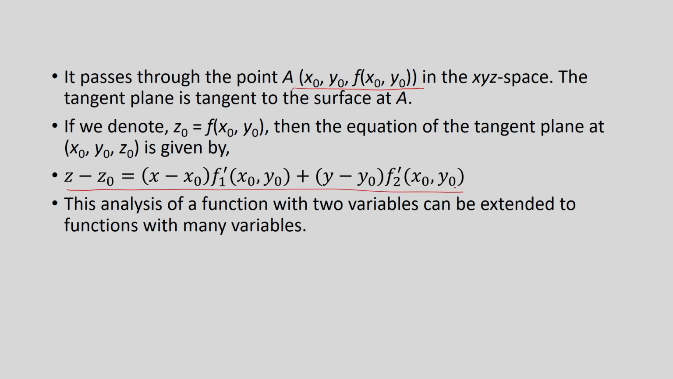z minus z 0 is equal to x minus x 0 multiplied by f dash 1 at x 0 y 0, plus y minus y 0 multiplied by f dash 2 at x 0 y 0. So, f dash 1 and f dash 2 are the partial derivatives of the function with respect to x and y respectively. Just think about it a bit and compare this with the two dimensional case.